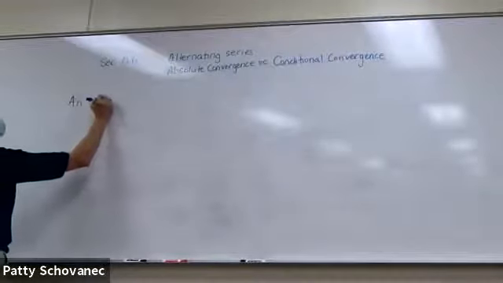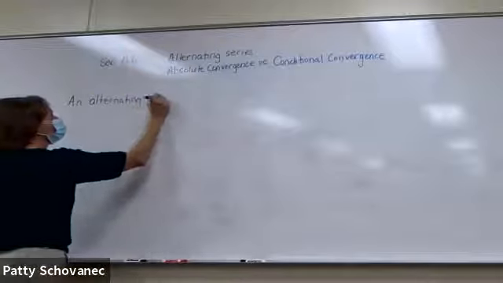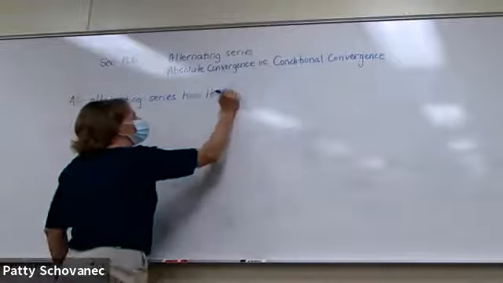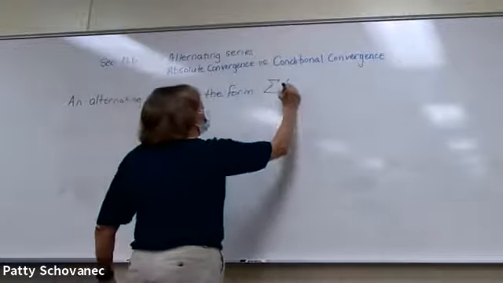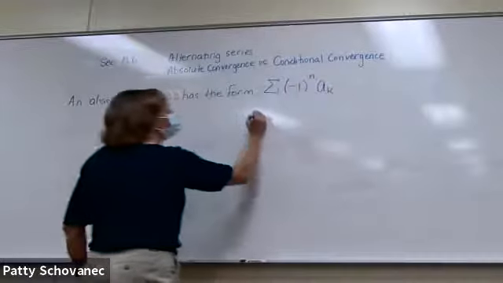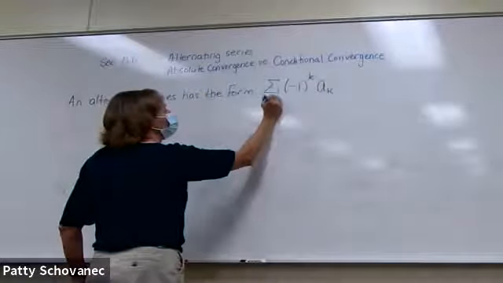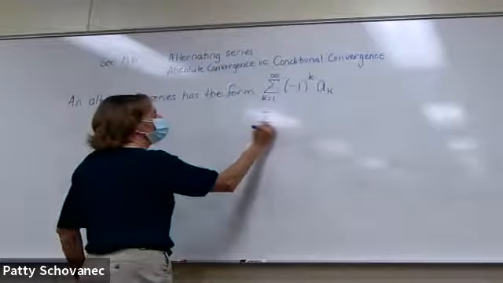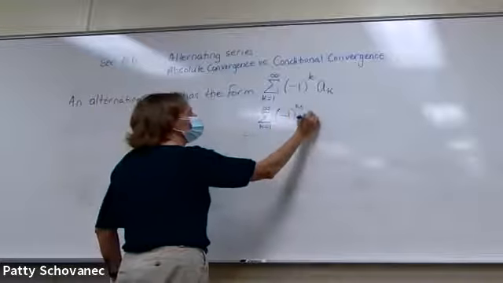Alternating series has the form (-1)^n times some positive term here. Oops, I better use a k if I'm using a k. So k might go from 1 to infinity, or I might have the first term positive, in which case this would be (-1)^(k+1).